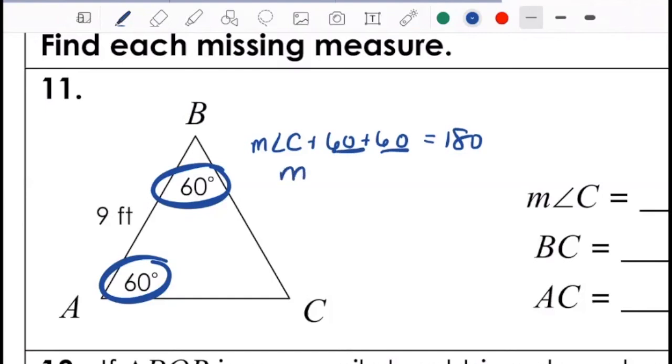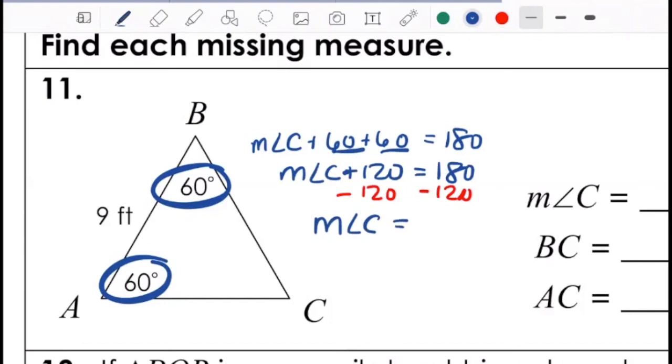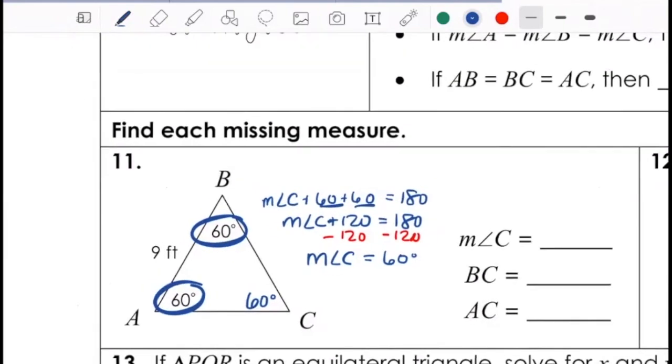Combine like terms on the left side. Measure of C plus 120 equals 180. Subtract 120. So the measure of angle C is 60. So since all three of my angles are 60, this rascal is equiangular, which means it has to be equilateral. So C was 60, and if it's equilateral, each side has to be 9 feet.